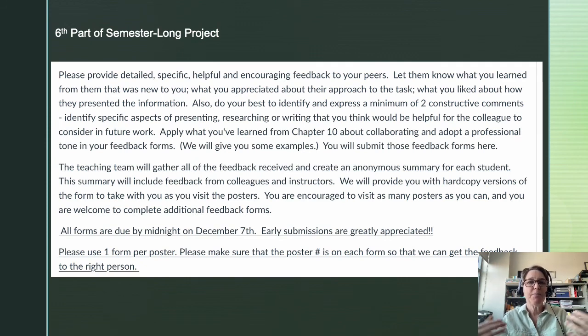The person you're giving the feedback to will not know who is providing it. Our teaching team will gather up all of the feedback. We will put it together in a de-identified summary for each speaker. So by the end of the semester, when we give out your final grades, you'll receive a document from us that is a summary of the feedback from your colleagues and your instructors as we reviewed your video presentations.